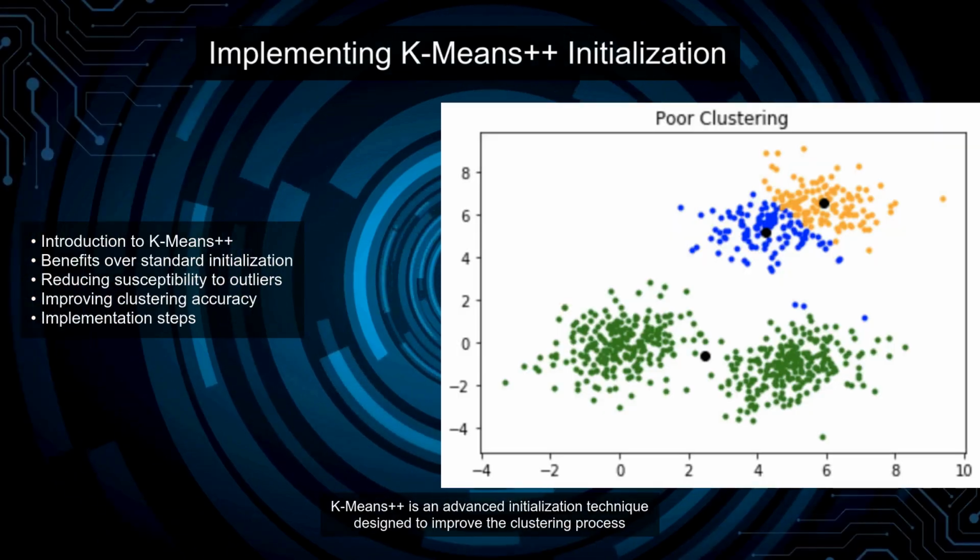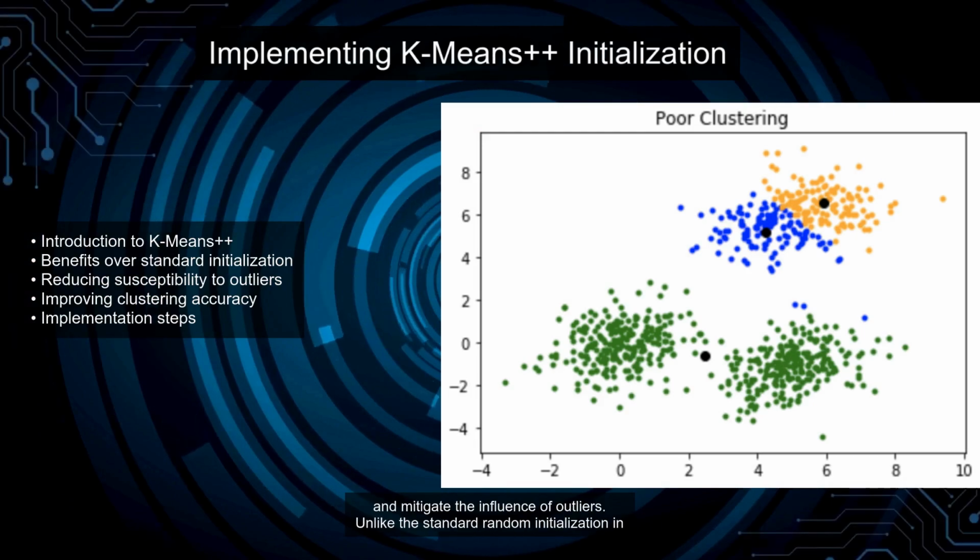K-means++ is an advanced initialization technique designed to improve the clustering process and mitigate the influence of outliers.